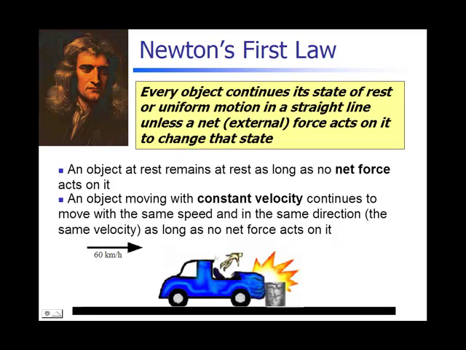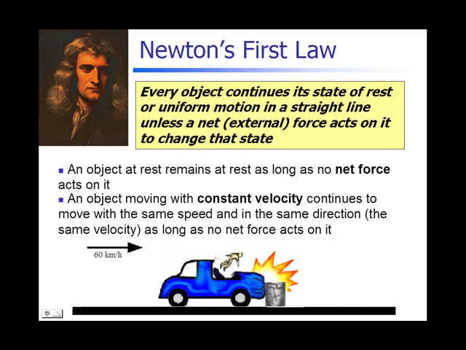So what happens when he hits the brick wall? Since the user is not wearing any seat belt, there is no force holding him back, so he follows Newton's first law. Initially he was moving in the vehicle with a constant velocity of 60 kilometers an hour.